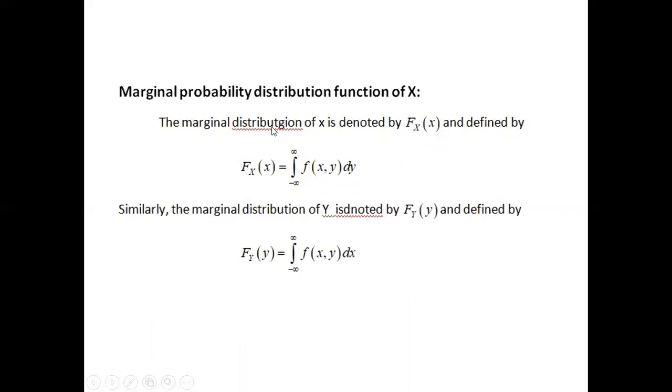The marginal probability distribution of capital X is denoted by capital F of x and defined by capital F(x) equals the integration from minus infinity to plus infinity of f(x, y) dy. Similarly, the marginal distribution function of capital Y is denoted by capital F of small y and defined by capital F(y) equals the integration from minus infinity to plus infinity of f(x, y) dx.